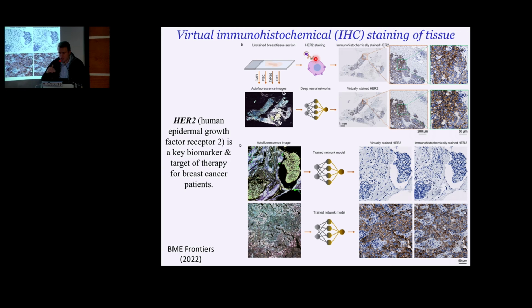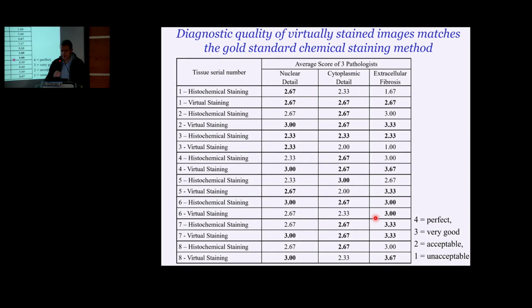These were engineering metrics from the perspective of virtually stained versus histochemically stained. They have the same resolution, structural similarity, peak signal-to-noise ratio. They all match. Good for us. But at the end of the day, they need to be matched from the perspective of the diagnostician. How does the diagnostician think about these images?